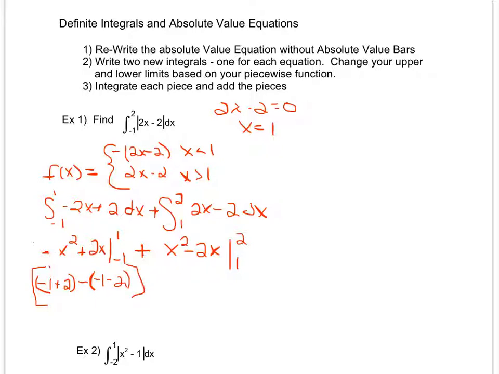As you heard, my phone rang, so I paused the video, and I apologize if I overlap, but I've plugged both 1 and negative 1 into my first one.